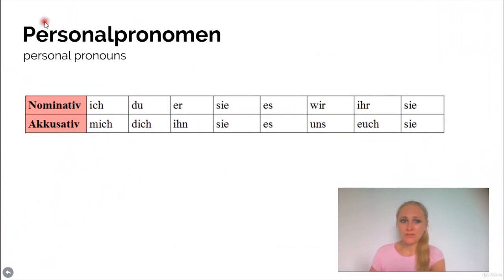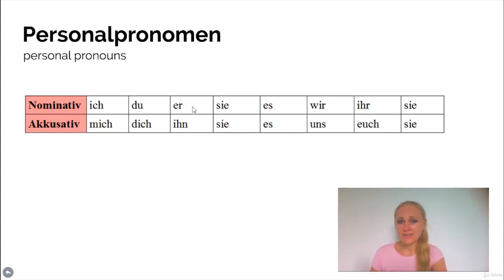Then we have the personal pronouns. Now here's a comparison between the nominative and the accusative case. And here you see how they are changing. In English, the same happens. And this is when he is changing to him or she is changing to her. Now let's take an example with the verb sehen, which is to see. In English, it is also an accusative verb. Whatever or whoever you see, it changes to the accusative case. So you say, I see her, and you say, I see him.